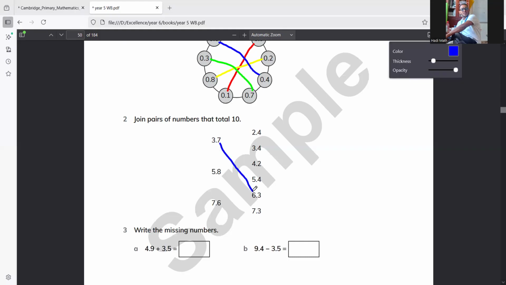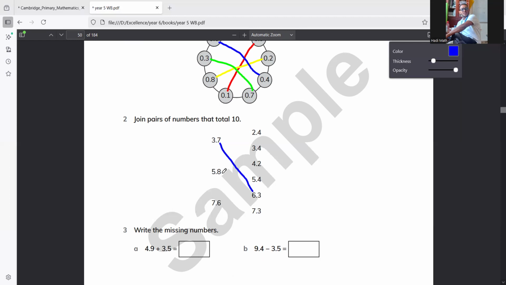You can add them, or you can look at the number after the decimal point. If one is 7, that means you need 3. You just look for 3 in those two numbers. This one will give you 11. This one will give you 10. Now 5.8. When I say 0.8 needs 0.2 to be what? To be 1. And we need to get 10.